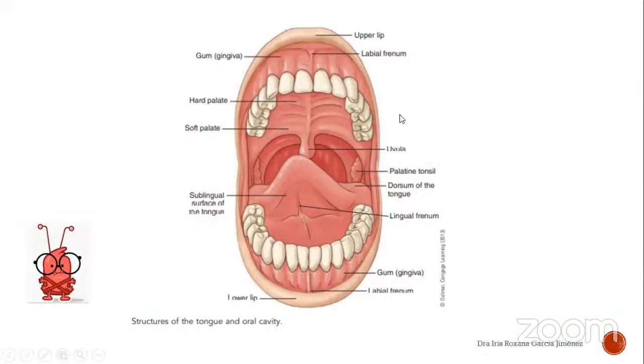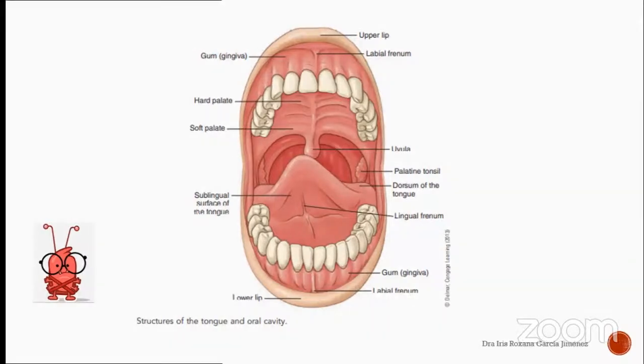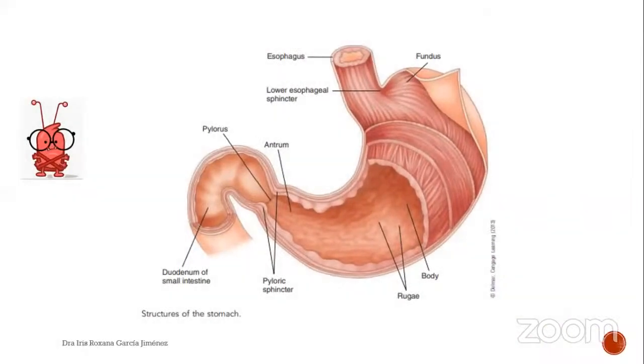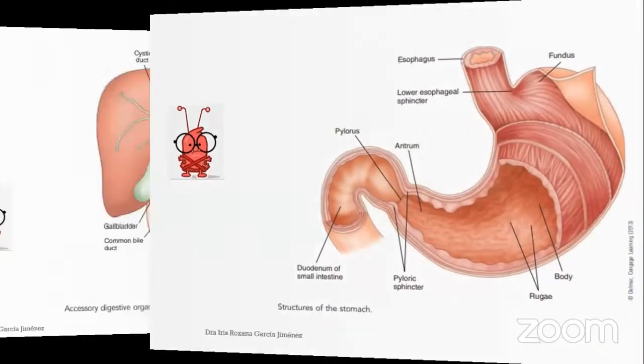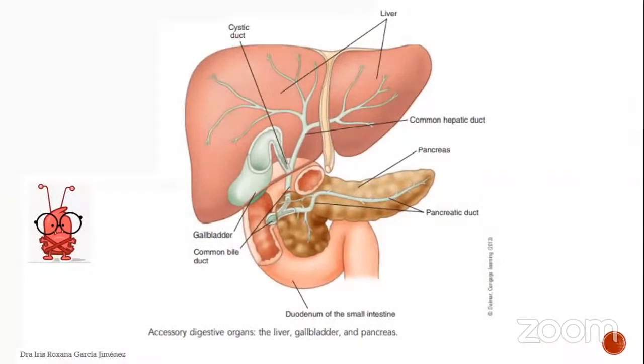Going to the mouth, we have all the anatomical details, the most common ones, the most important ones, I think. These structures of the tongue and oral cavity are very important to consider. And the structures of the stomach, again, just general information, not too detailed because there is no time to prepare this. And the accessory digestive organs: liver, gallbladder, and pancreas. Check this information, okay?